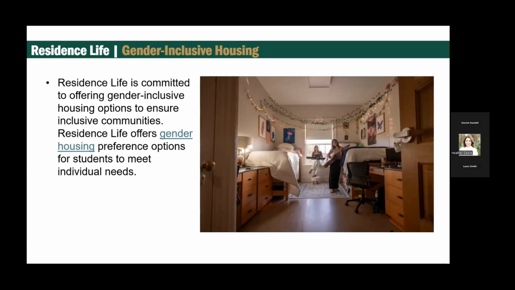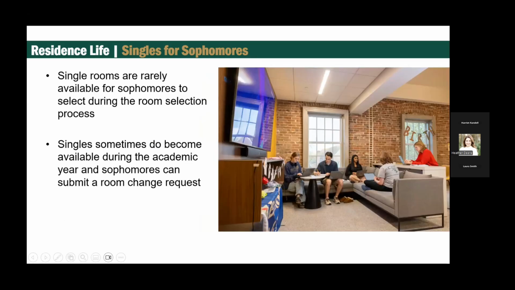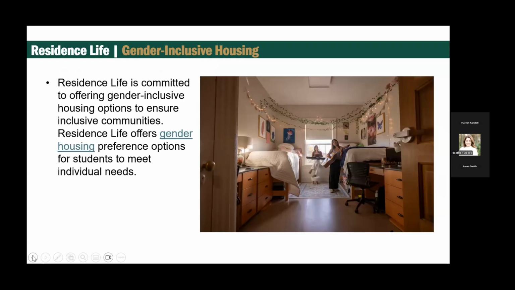Then we have gender inclusive housing. Residence Life is committed to offering gender inclusive housing options to all students. There is an entire page on this, but Residence Life offers preference options for students to meet individual needs. This is also based on age, so students have to go through the housing portal and be 18 or older, and it gives another living option on campus for students. On that page, I should also note that it lists all of our halls that are eligible for gender inclusive housing and all our halls that are not eligible, or, depending on the hall, it could be by floor or by building.